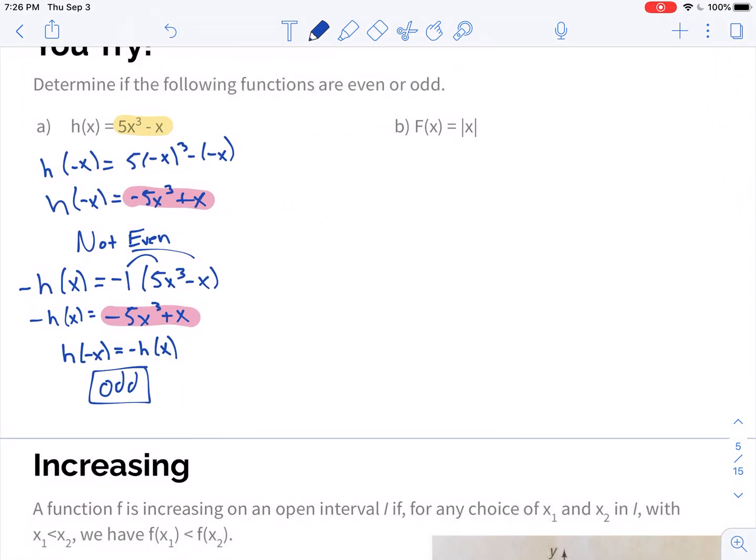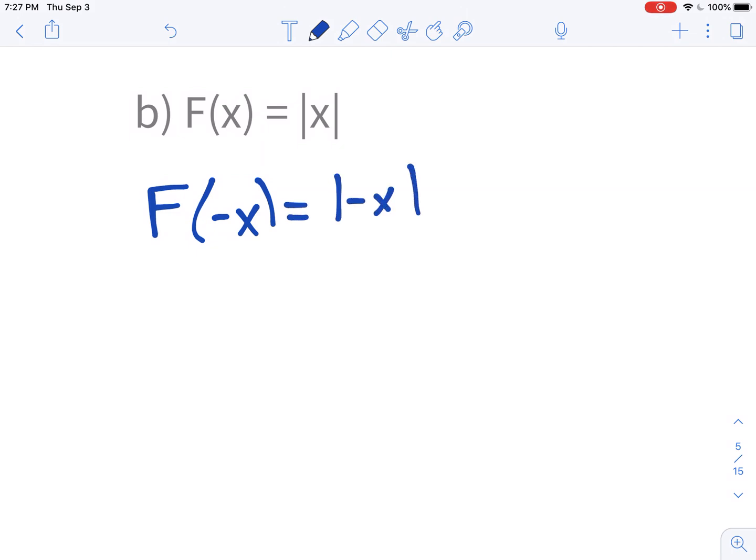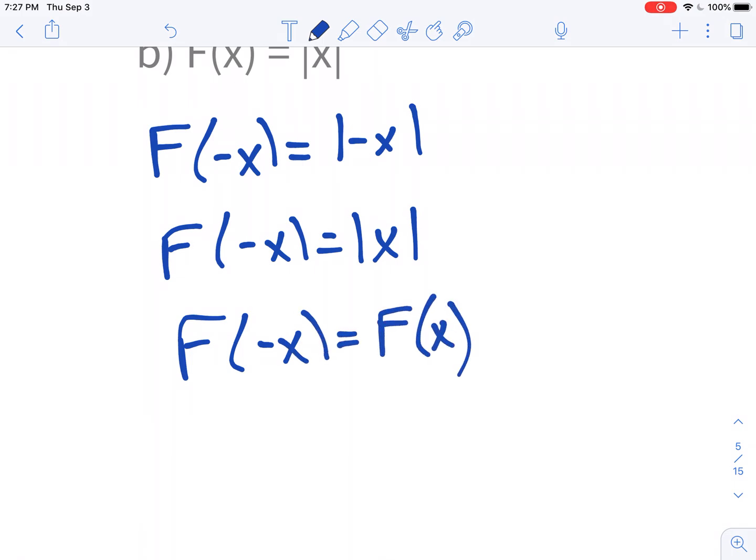Perfect. All right, and then for b, this one's probably the easiest one I gave you. We're going to do our test for even. I'm going to do f of negative x. I'm going to set that equal to the absolute value of negative x. And again, the absolute value is just talking about the distance from 0. It's not talking about the distance from 0 with the direction. It's a purely magnitudinal value with no directional whatsoever, aka a scalar. So I get f of negative x is equal to the absolute value of x. And therefore, we can say that f of negative x is equal to f of positive x, which is even.